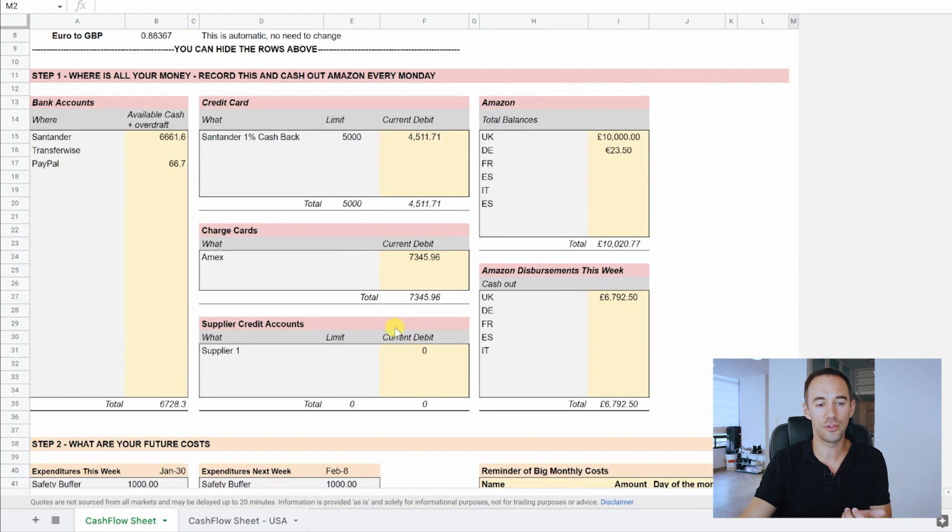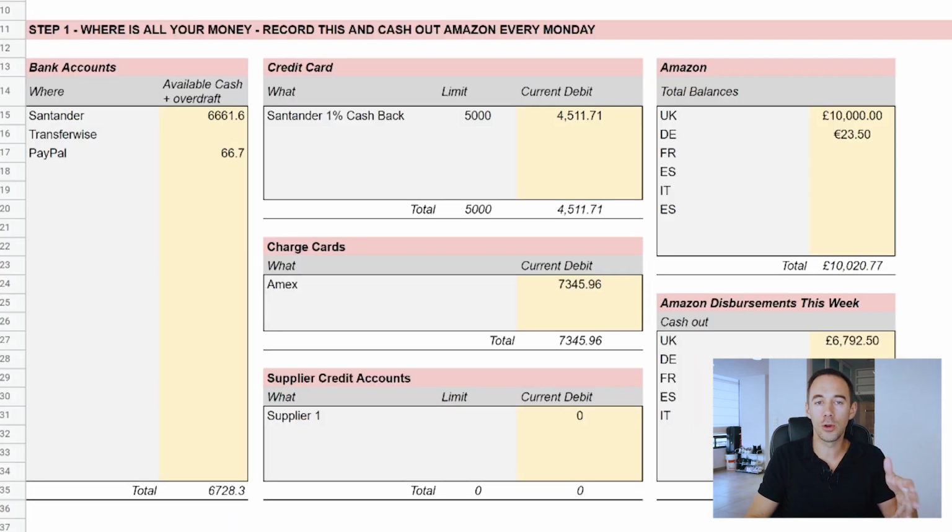So let's jump through to step 1, where all your money is at. The most important thing is, number 1, to look at inflows, and then also to look at all available credit and cash. So when we look at this, what are we looking at? First things first, I do this every single Monday, and the way the sheet works is we use it on a weekly basis. So every Monday, I will go through and do this exact process as I'm explaining right now.